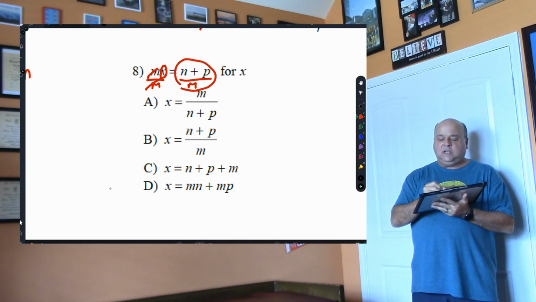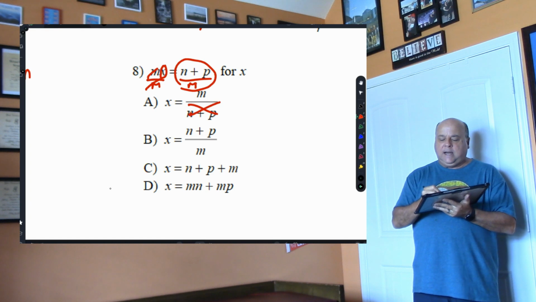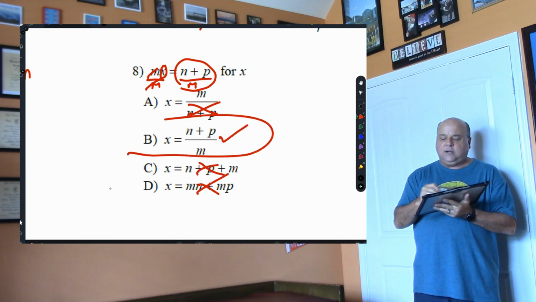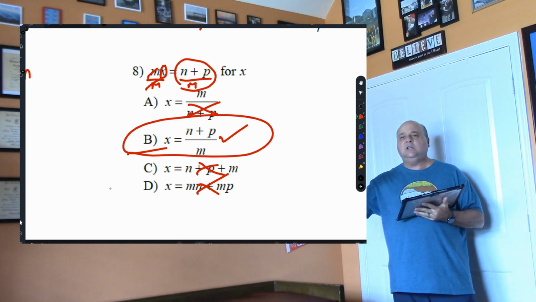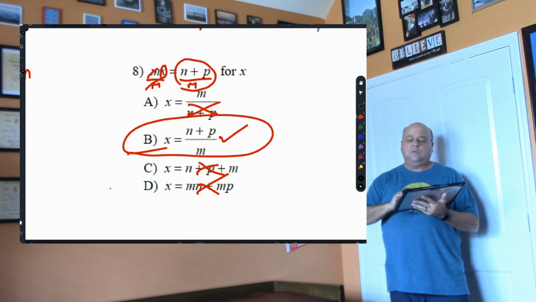I need an M plus P on the top, not the bottom, and an M on the bottom. So these don't have fractions. This one right here is the answer. The M plus P is on the top. The M's on the bottom.